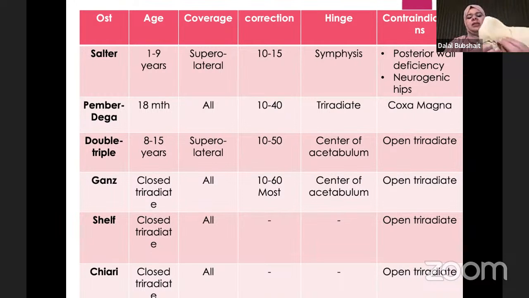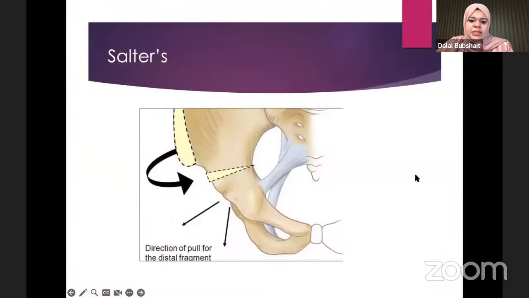Double and triple osteotomies are a simple Salter osteotomy, then you cut the superior pubic ramus for the double and the ischial part for the triple, and then you have a free segment that you can cover more with. The Ganz osteotomy has a difficult technique where you cut and keep it still connected, and it's cutting around the acetabulum, again creating a semi-free segment that helps you to move. A shelf and Chiari are salvage procedures that we'll talk about, usually with a Pemberton or a child with other problems.